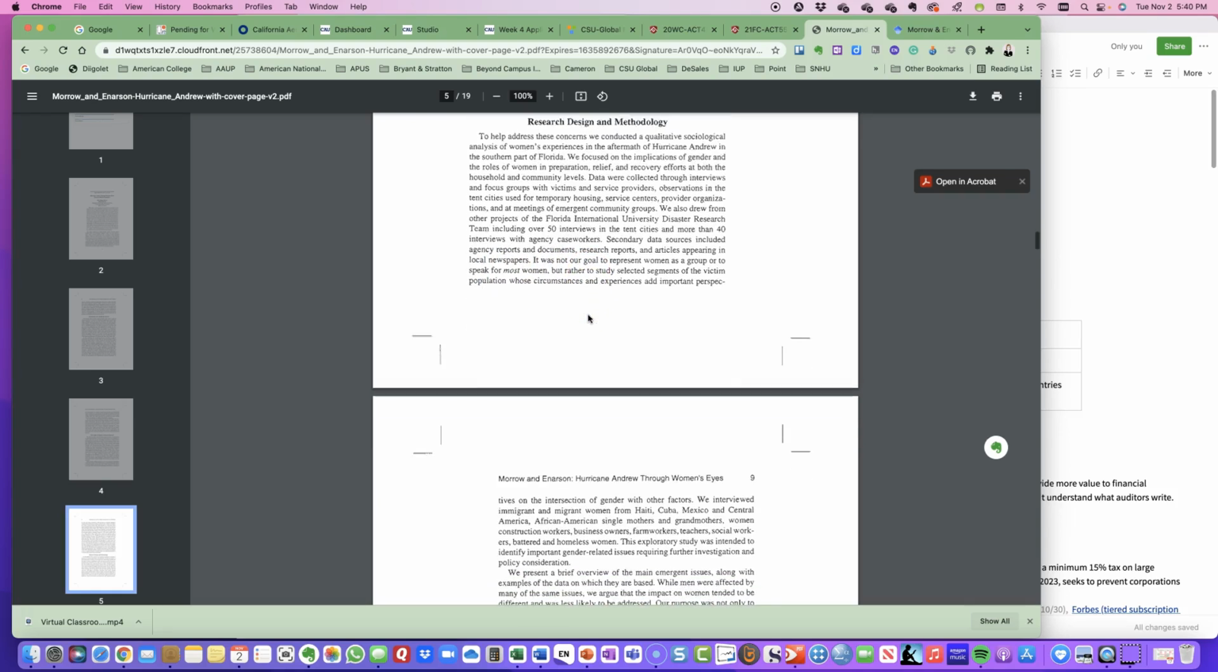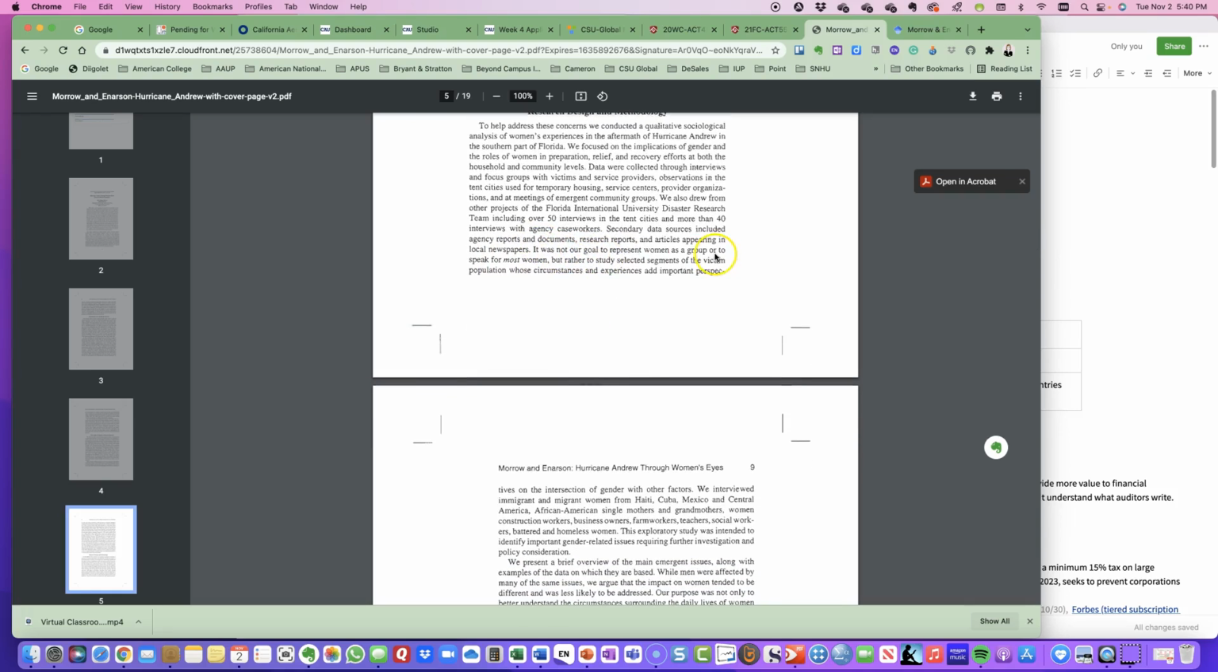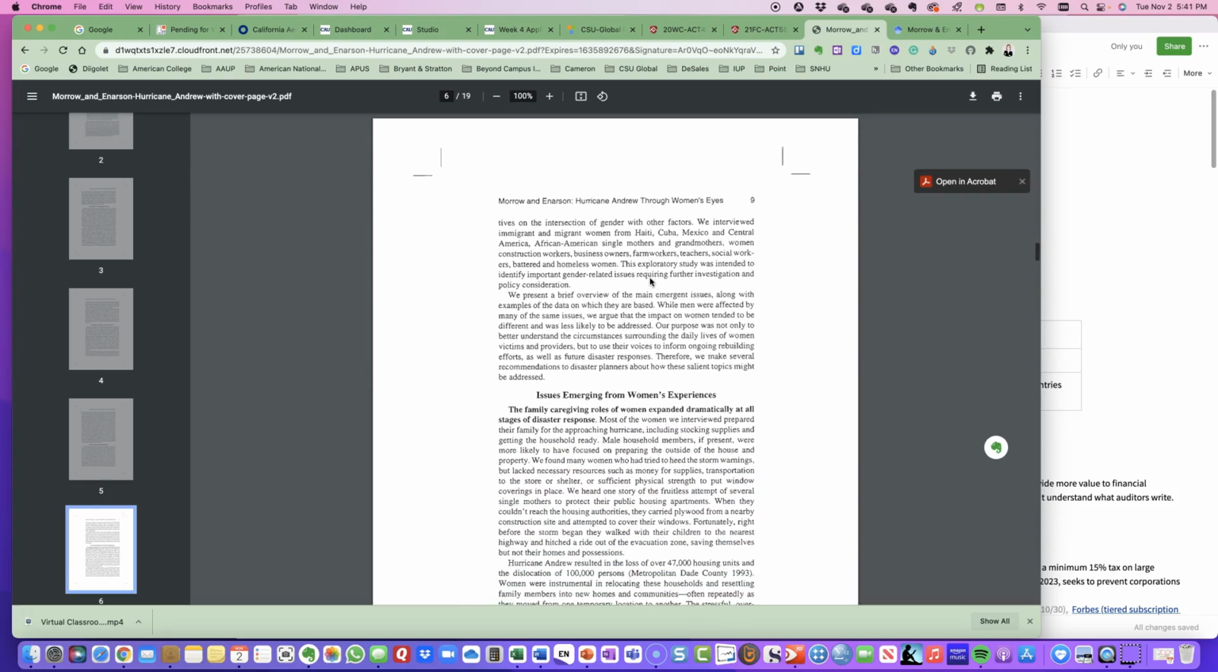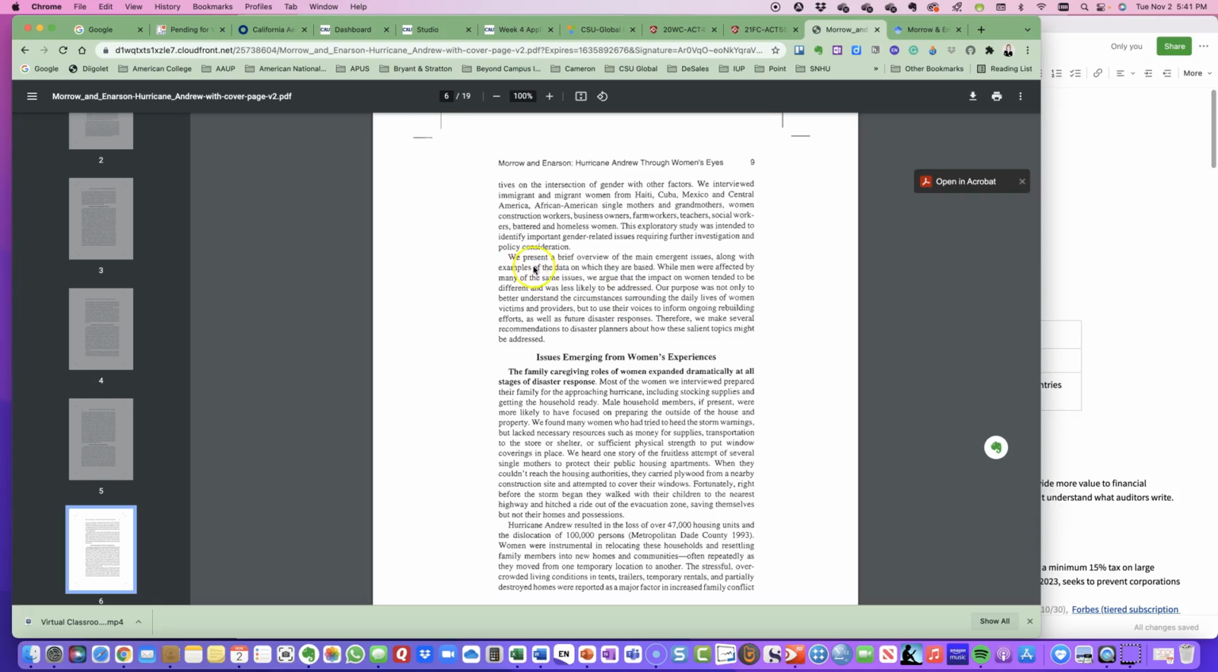And then they give you some limitations of the study here, telling you that their goal was not to represent women as a group or to speak for most women, but just to study this particular segment of the victim population. And so that's also important when you're talking about any type of experiment. And so here they provide a brief overview of the emergent issues along with examples of the data in which they're based. And they also give you another limitation.